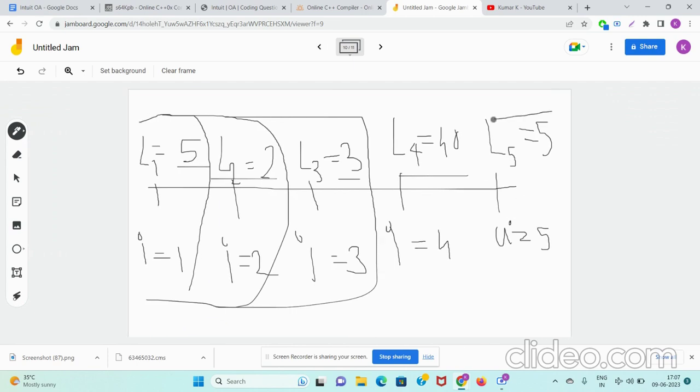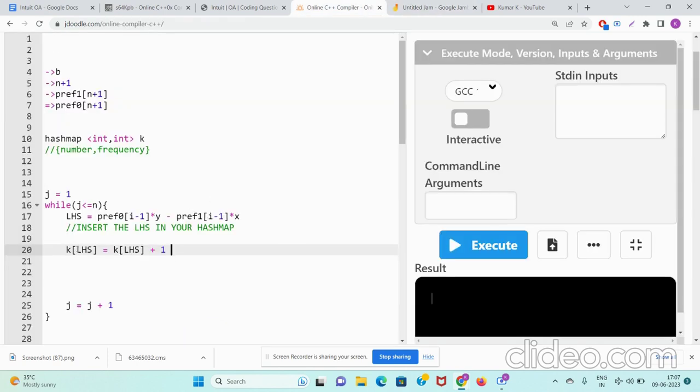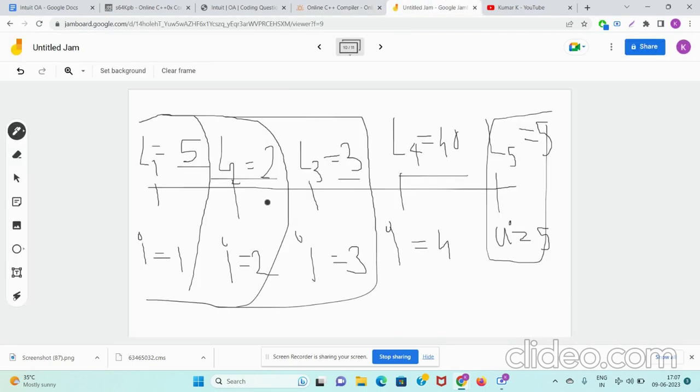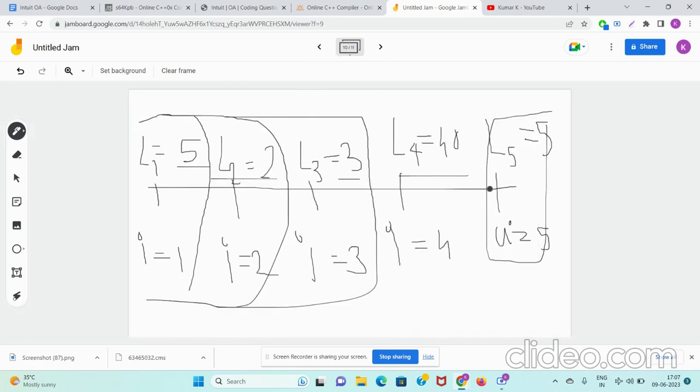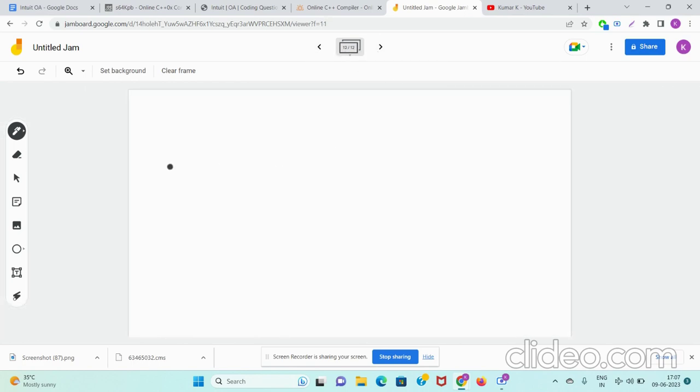Now when your hash map comes here, it says 5 is coming again. So it will do K of 5 equal to K of 5 plus 1. K of 5 was already 1, so 1 plus 1, 2. So now this will be incremented. First it was saying that 5 is coming for one time, now it is coming for two times. So the final hash map will look like this: 5 coming for two times, 2 coming for one time, 3 coming for one time, and 40 coming for one time. Now let's say after this fifth index you reach index number 6.